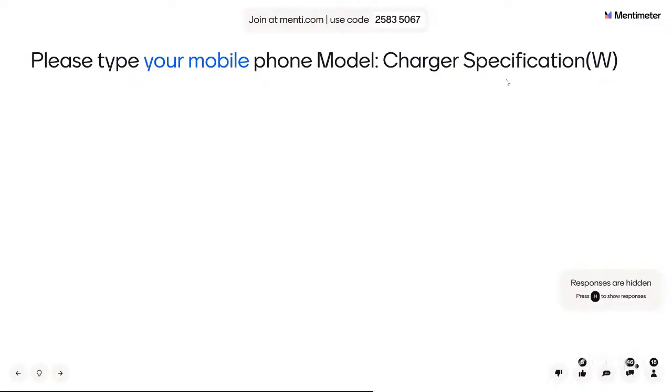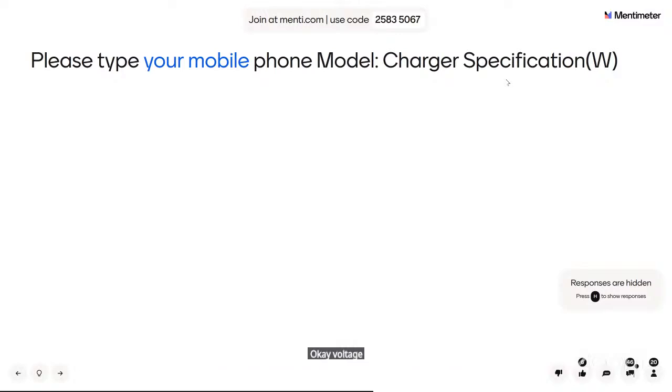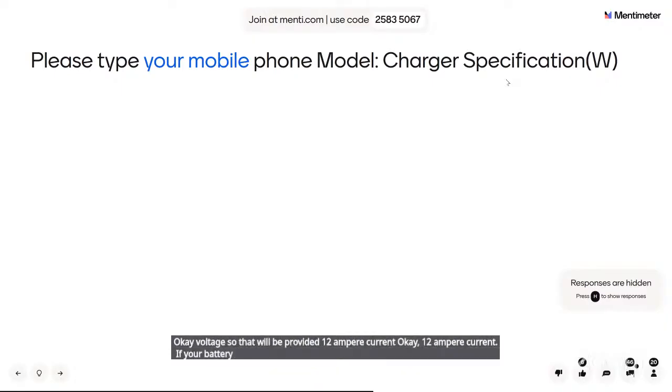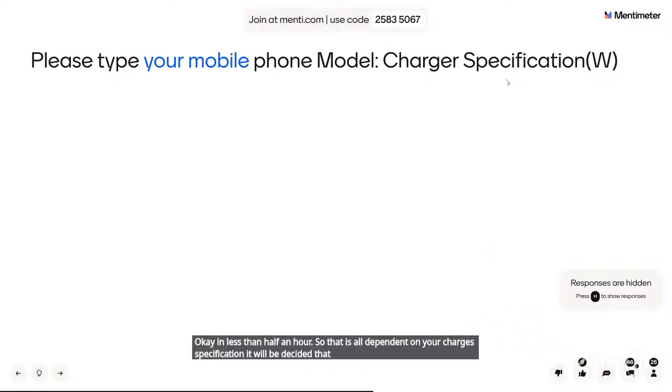if your particular charger is providing 5 volt, voltage, then it will provide 12 ampere current. If your battery is 5000 milliampere hour, that means a 5 ampere battery is there. So that 12 ampere current will charge the 5 ampere battery in less than half an hour. So that is all dependent on your charger specification. It will decide whether your charger is a fast charger or a slow charger.